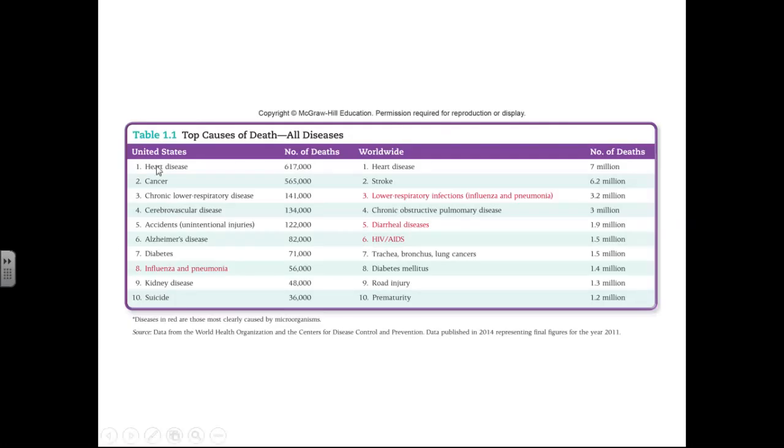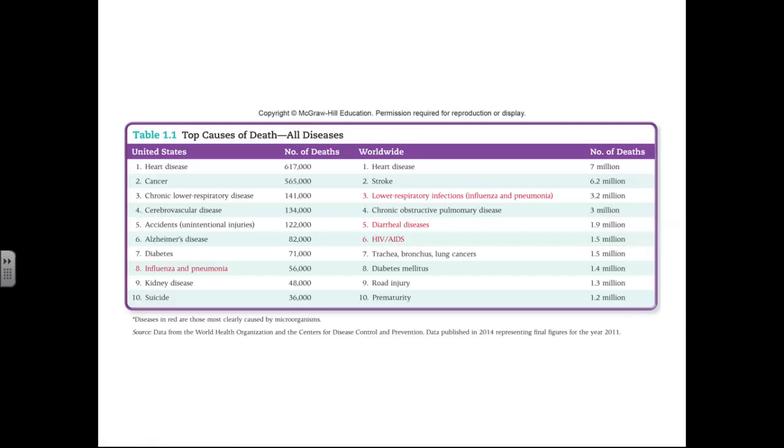Here is a breakdown of the United States compared to the world. Heart disease, cancer, lower respiratory diseases, and cerebrovascular disease are the big killers in the United States. These are the killers of the developed world. So heart disease and cerebrovascular disease can translate as a heart attack or a stroke.